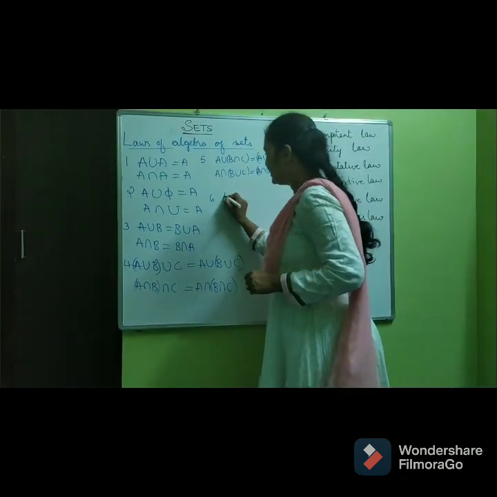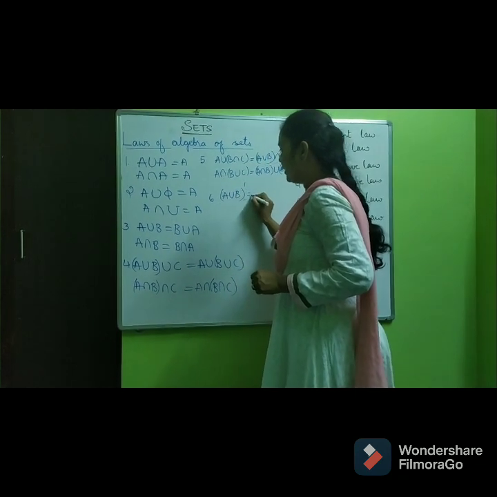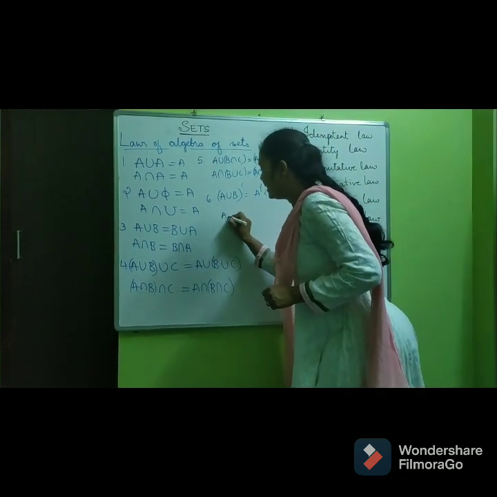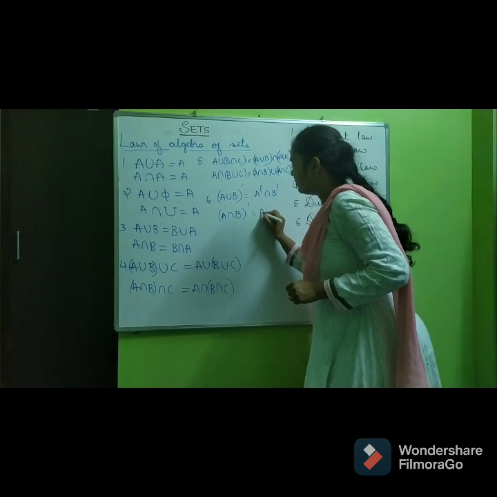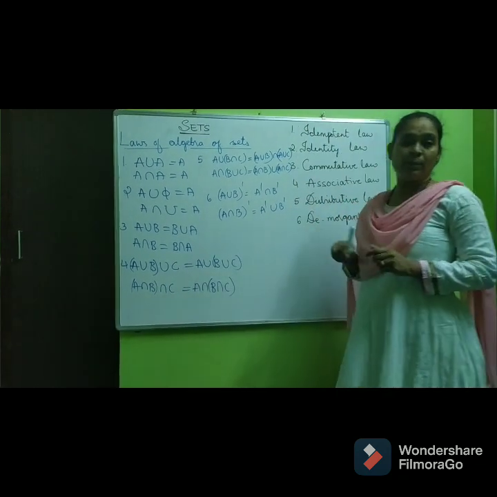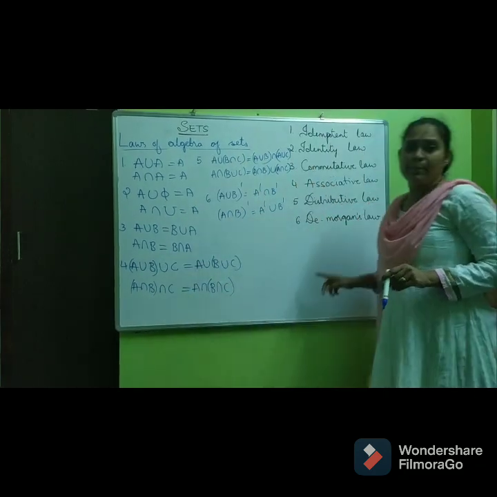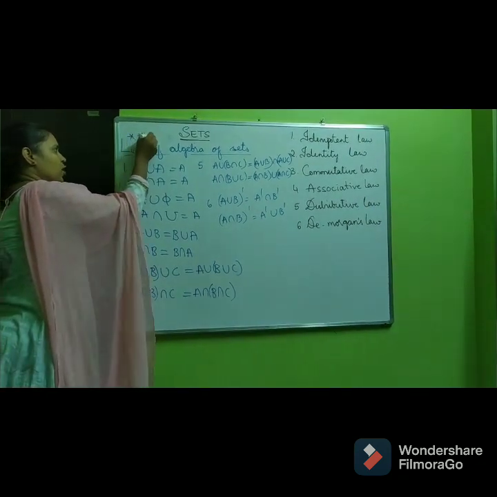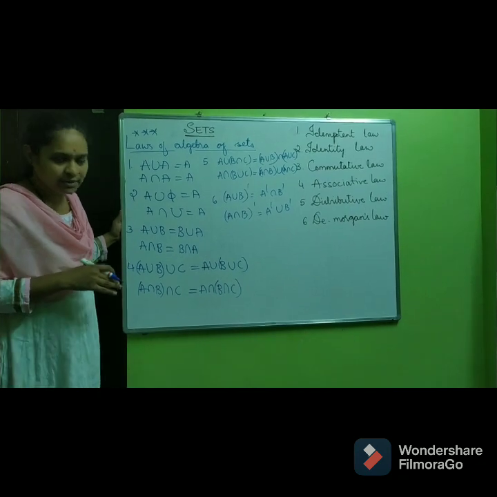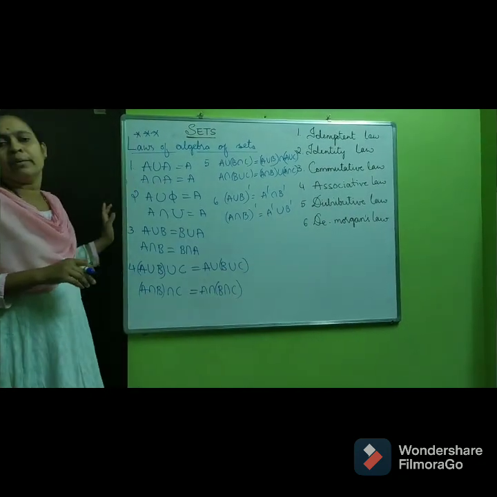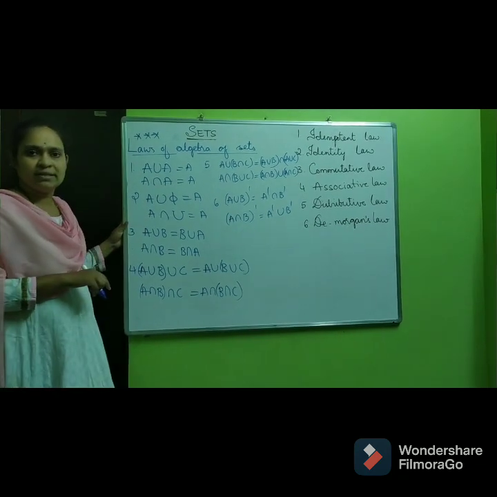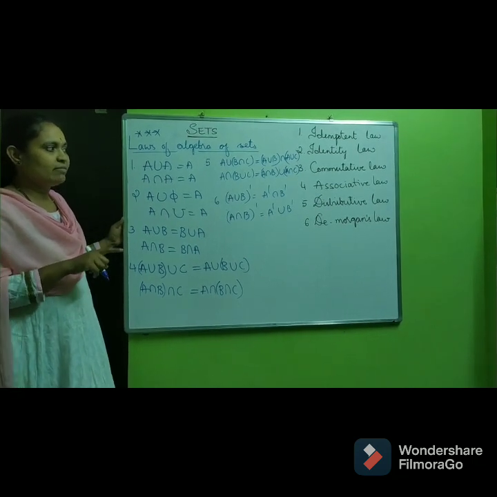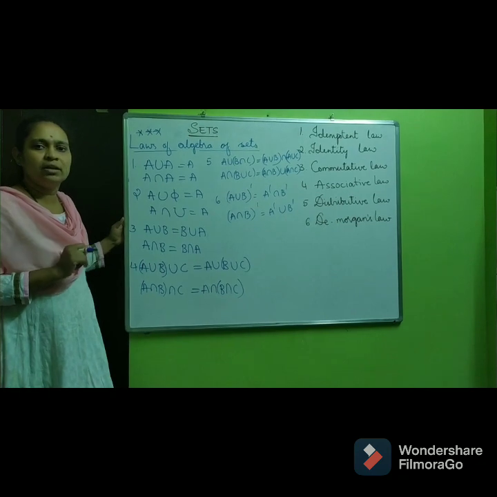De Morgan's law is (A union B) whole complement is equal to A complement intersection B complement, and (A intersection B) whole complement is equal to A complement union B complement. These are most important for us. You can keep a star mark because while solving sums, these are very important. You have to keep these laws in memory. We use them when we solve sums. So remember idempotent law, identity law, commutative law, associative law, distributive law and De Morgan's law.